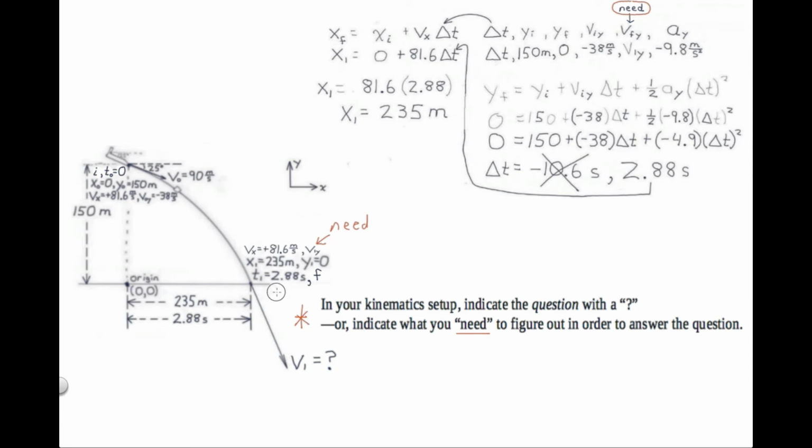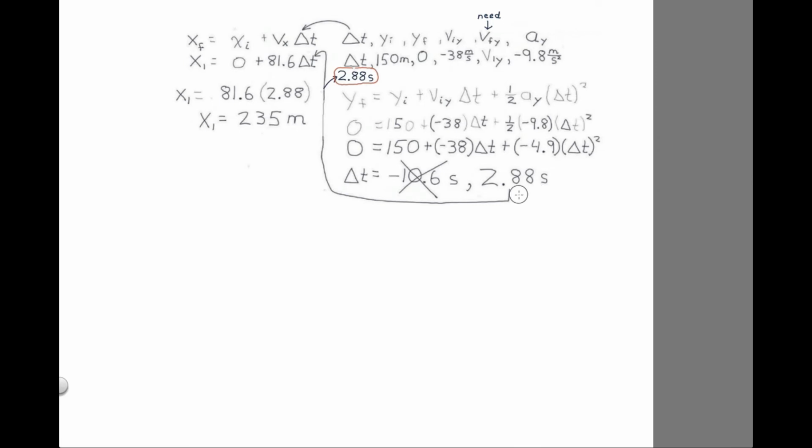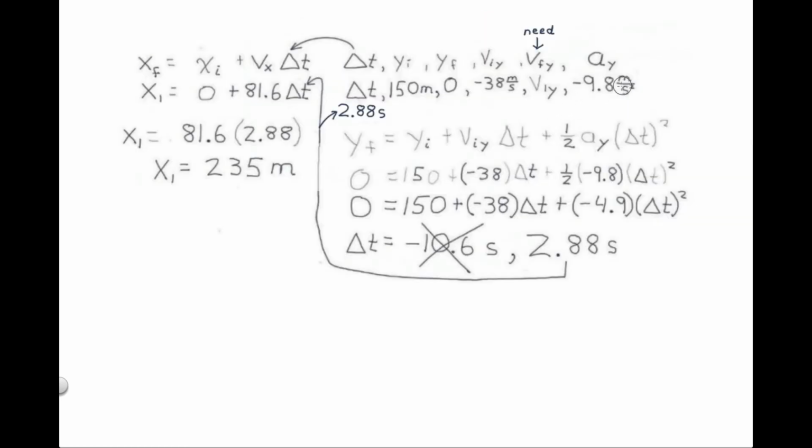For part B, we will continue to treat t sub 1 as the final point. So v sub 1y will represent v final y. In part A, we found that delta t is 2.88 seconds. So now let's build that information back into our setup. We now know all of the kinematics variables except for v final y.